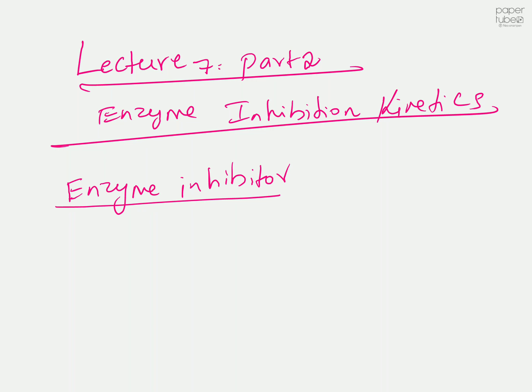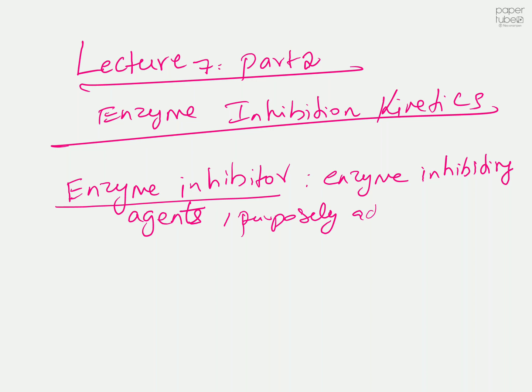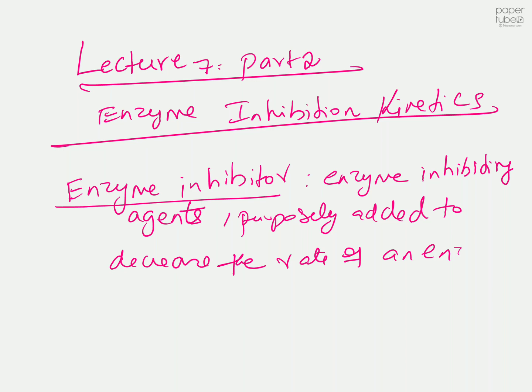So I'm going to give some definition for what is an enzyme inhibitor. They are nothing but enzyme inhibiting agents. Normally we add them purposely to decrease the rate of an enzyme catalyzed reaction.